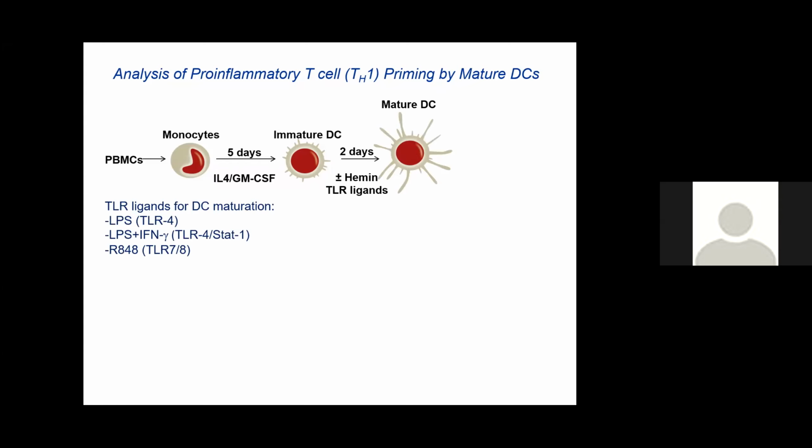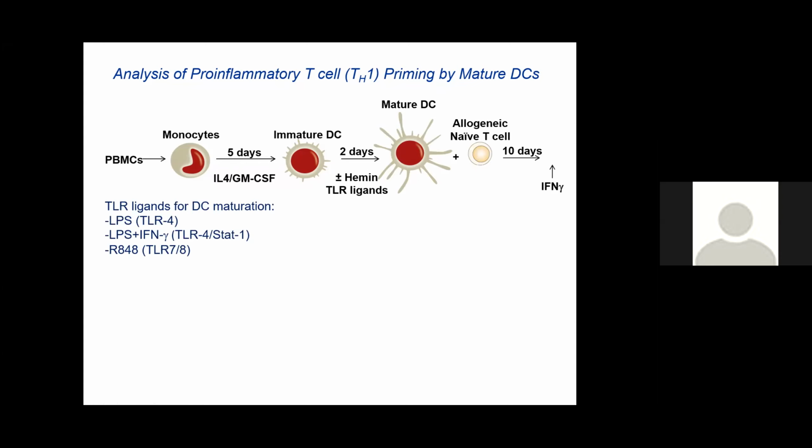So we ask the question: can these dendritic cells prime the T cells to become pro-inflammatory in the context of hemolysis? Just to tell you how we do these experiments, the protocol is we isolate monocytes from peripheral blood mononuclear cells. You get them to become dendritic cells, then you have to mature them. The way we do that is we hit them with a TLR, toll-like receptor ligand, and we use different types, some are listed here, in the presence or absence of heme. During this maturation, the dendritic cell becomes mature.